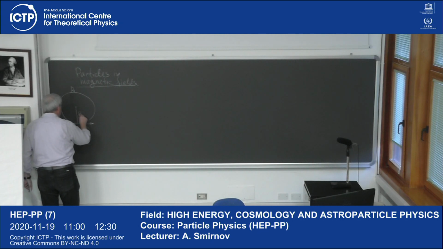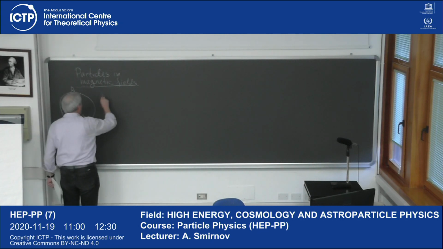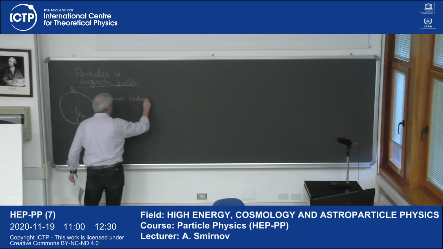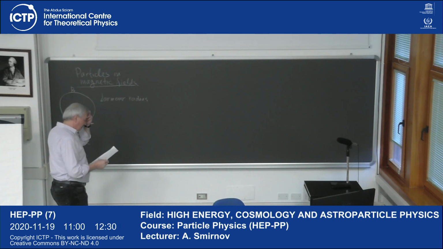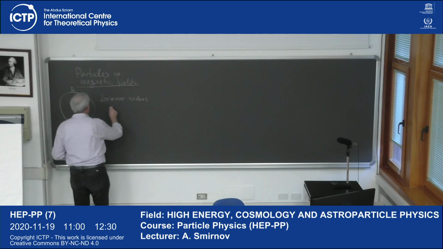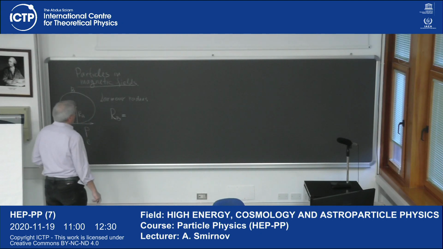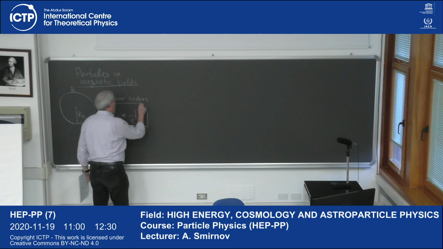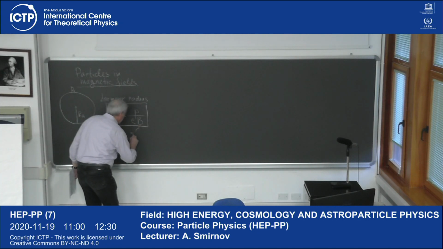with radius, which is called Larmor radius. And Larmor radius equals p, momentum of the particle, over e and B, the strength of magnetic field. So this is the strength of magnetic field.